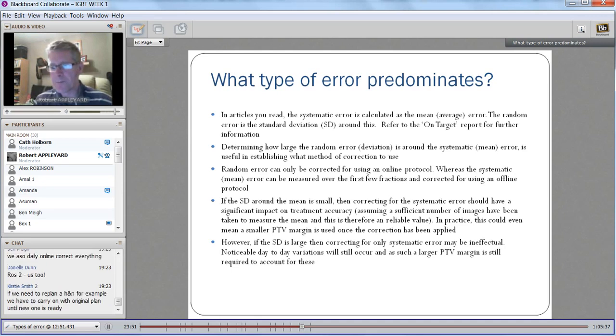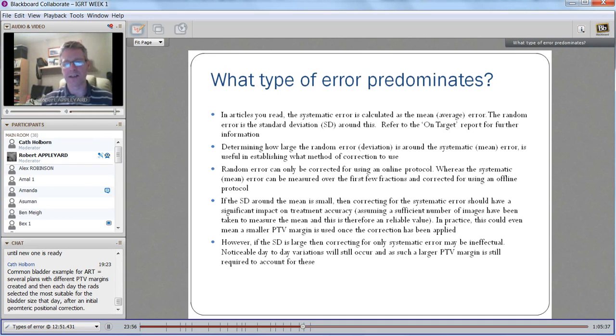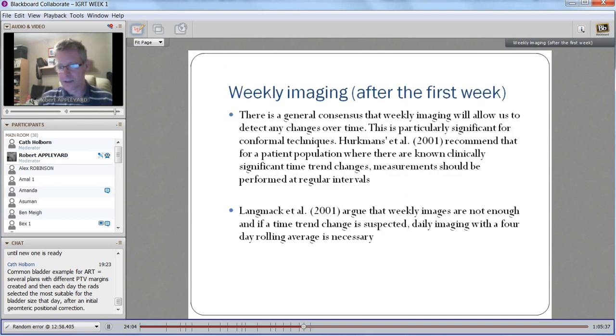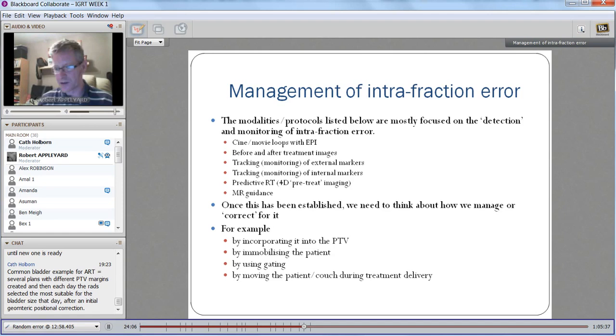The point of this slide is really just to point you towards the advice that's in the guidance with regards to correction strategies. I'm going to flick on because we're running out of time in the presentation, and just talk a little bit about a gradual move towards strategies for managing intrafraction error. We've got some suggestions and some solutions for how we do that.